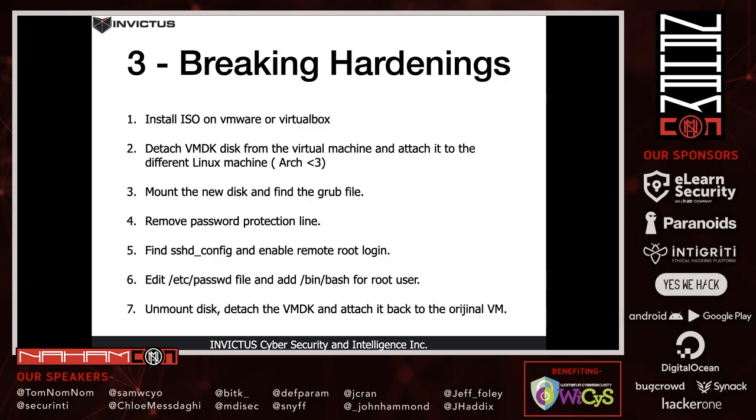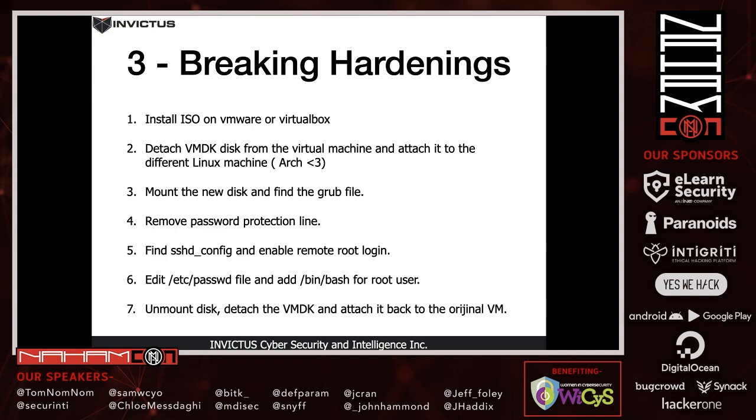In that case, the operating system has a lot of hardening. So you have to install the ISO file into your virtualization system, of course. When you do that, you can detach the VM disk from the virtual machine and attach it to a different Linux machine. Then you need to mount the new disk and find the GRUB file, because there was a GRUB protection in the box. So you can simply remove the protection line from the GRUB file, and then you can go to the sshd config file in order to enable remote root login.